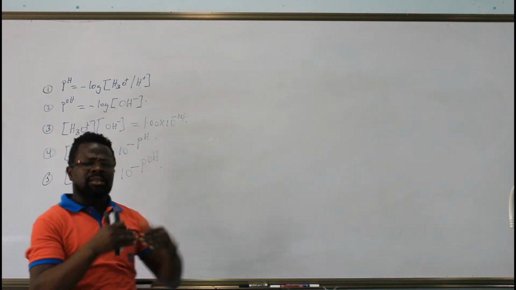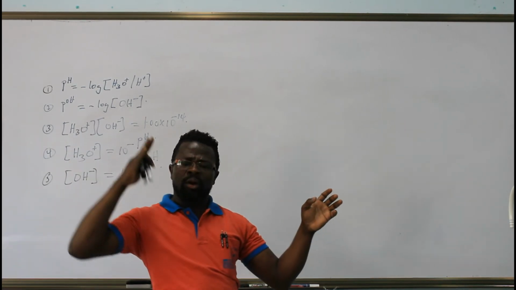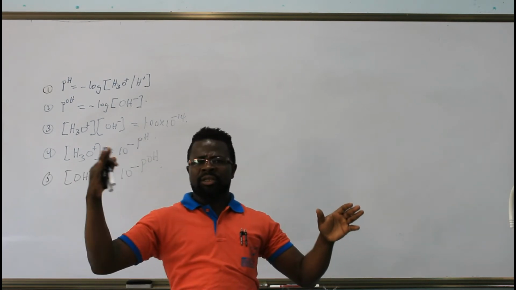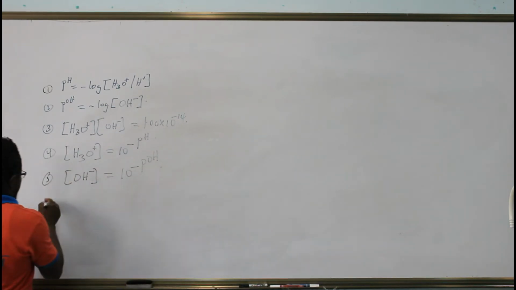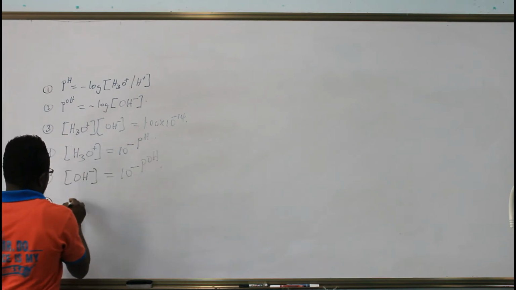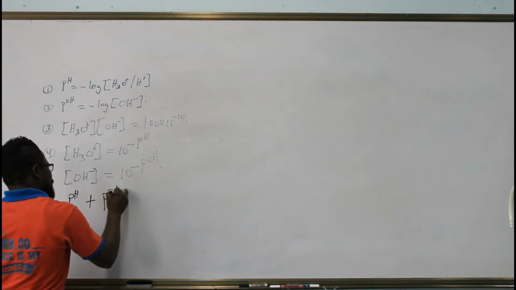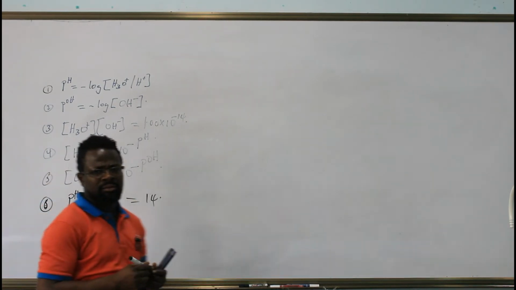We know that the pH scale ranges from 1 up to 14. So there is a formula that connects them, and that formula is simply our pH plus our pOH must be equal to 14.